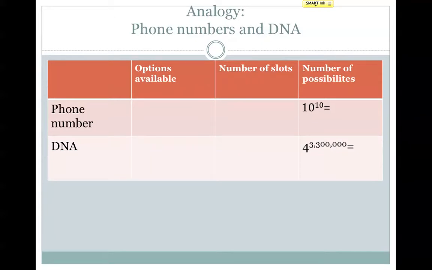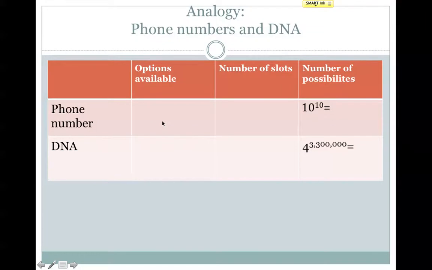So I want to talk about an analogy with phone numbers and DNA, and it will give you an idea of how huge DNA actually is. So phone numbers. How many options are available?